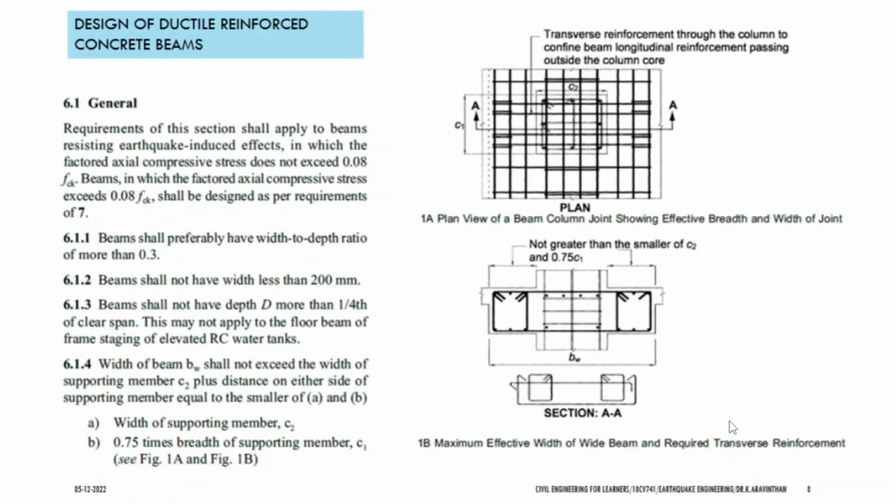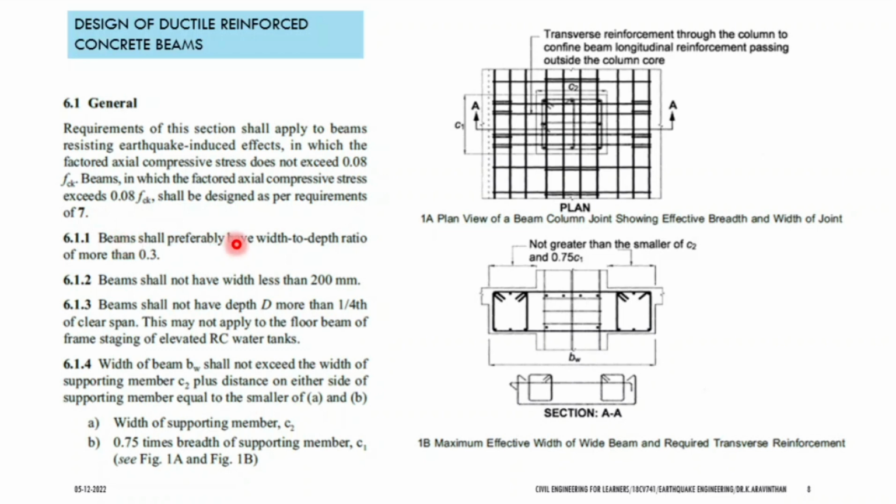Ductility for beams: if the stress is less than 0.08 of fck, what is fck? It is the characteristic compressive strength of concrete. Say for example you are using M20 grade concrete at 1.6 Newton per mm square. If that is the stress acting in a beam, you have to design as per Section 7, which is the design of column.